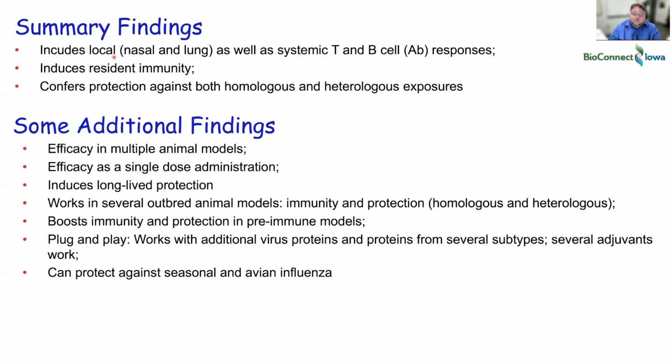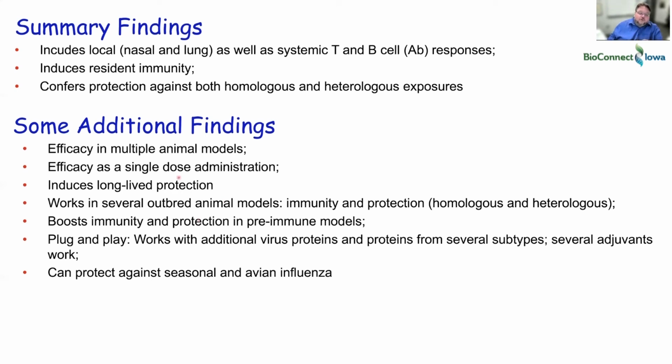Things that I really didn't have time to show you today is we've shown this now in multiple animal models, including mice, ferrets, pigs, and non-human primates. We've been able to work out a dose that would work for a single administration, giving the same level of protection as the prime plus boost strategy. And we get a very long-lived protection with this type of strategy. And again, this has worked in several outbred models, not just the inbred strains that I showed you in today's talk. You confer both homologous as well as heterologous protection whether that be ferrets or mice that we put it in, and now again in non-human primates.